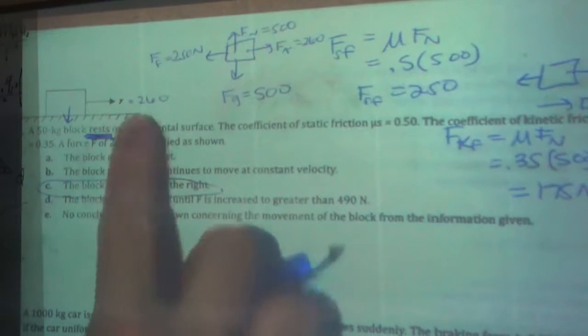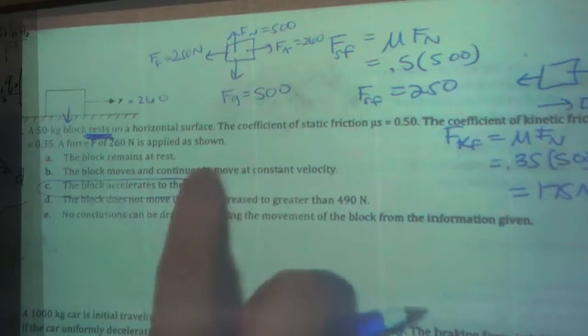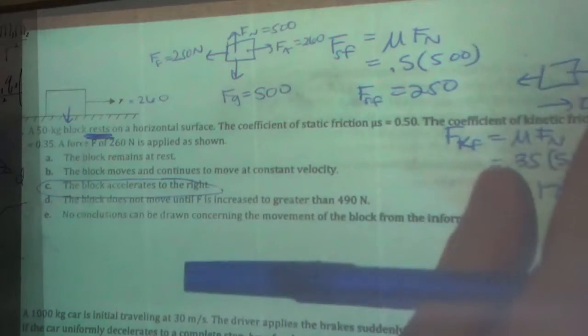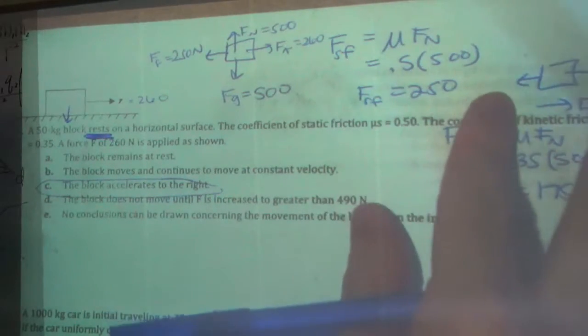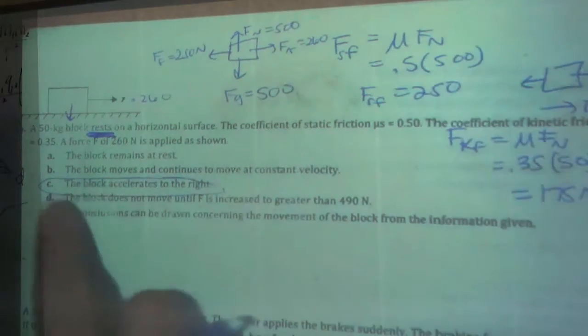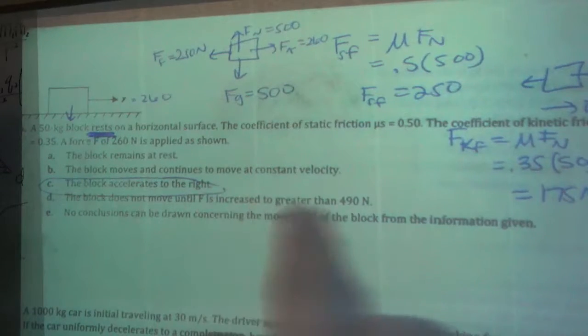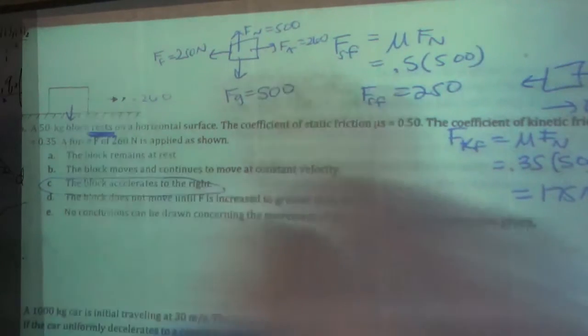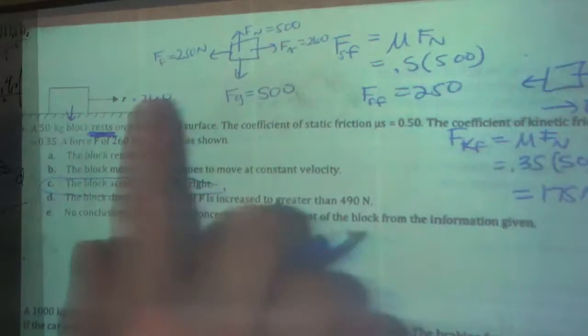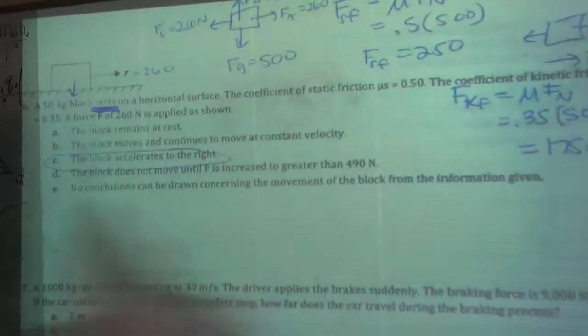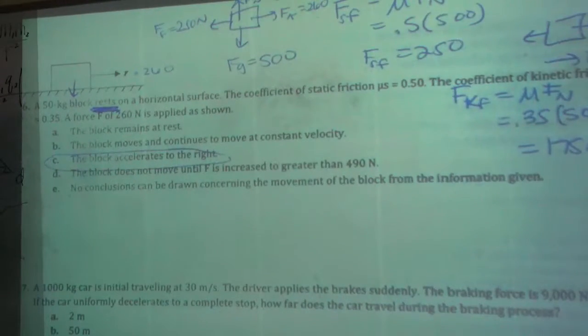It does not remain at rest because you overcome the static friction with this applied force of 260. It does not move at constant velocity because you would have to have 260 opposing it to move at constant velocity. It definitely moves before 490. It moves for over 250, which is why the 260 made it move. And we can draw conclusions.